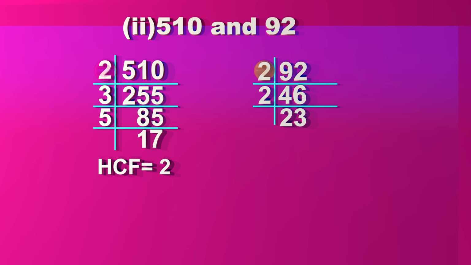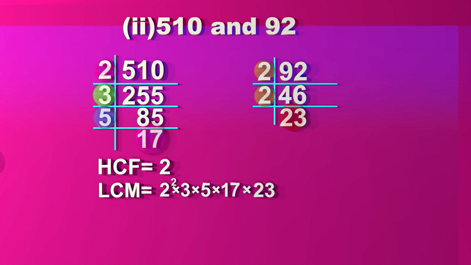So now let's find LCM. 2 is available in both factors, but 2 is 2 times in factors of 92, so it is greater. Therefore we will take 2 square from here. Now next number is 3, which is only 1 time, so we will take it. 5 and 17 are also available only 1 time. We will also take them. 23 is also present in the factors of 92. We will take it. After multiplying them, we will get 23460.